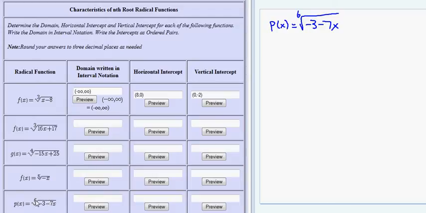Because my index is 6, which is an even number, we're going to have a restricted domain because you cannot take the even root of a negative number, and there are certainly some x values that make the radicand negative. The radicand is all of this, whatever's underneath the radical. If that thing comes out to be negative, we're going to have issues. The sixth root of a negative number is what's called a complex number, and that's exactly what we're trying to avoid by restricting the domain.